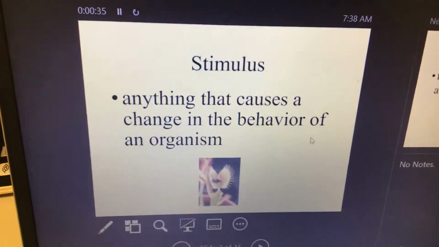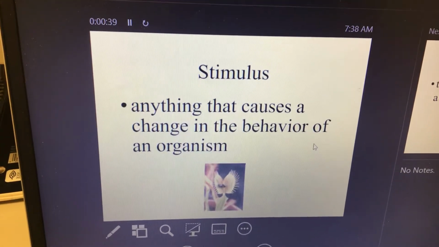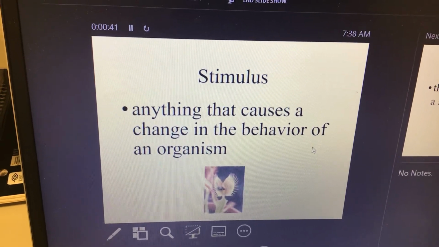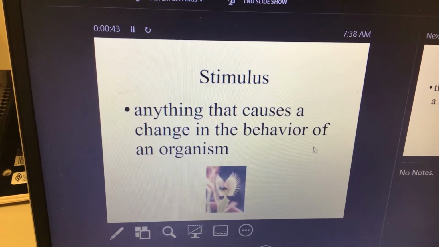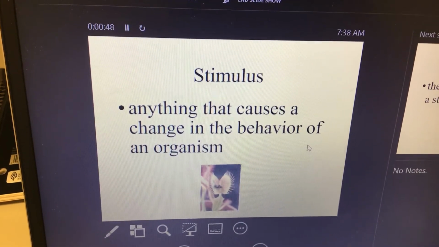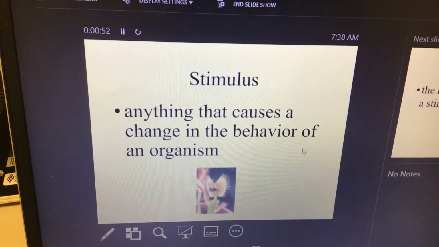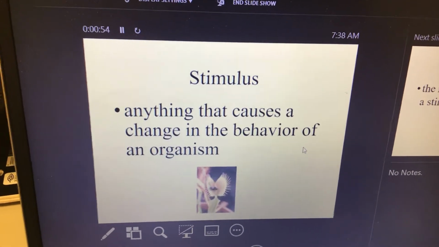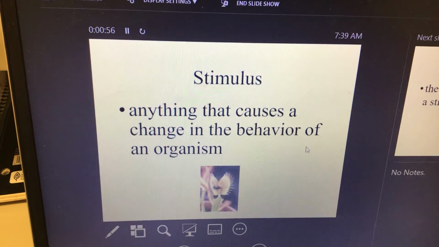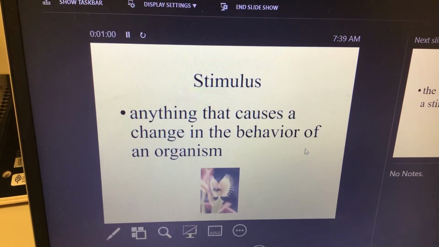I'd like you to write this down. Anything that causes a change in the behavior of an organism. A stimulus is anything that causes a change in the behavior of an organism. So at the very beginning of the year, I believe we went through characteristics of all living things, and we talked about how all living things react to a stimulus.